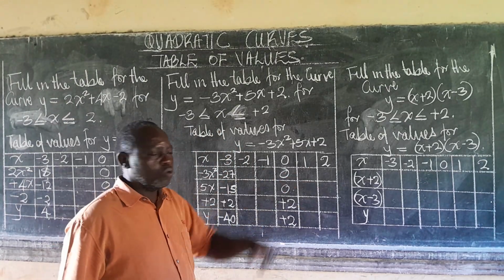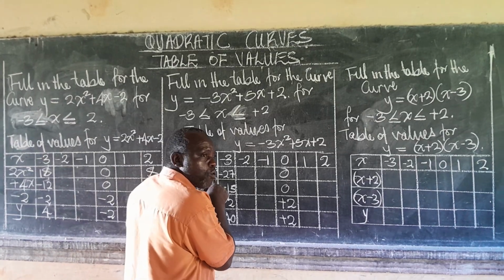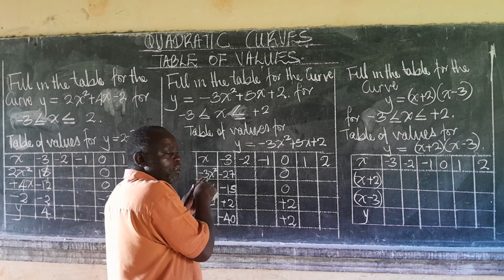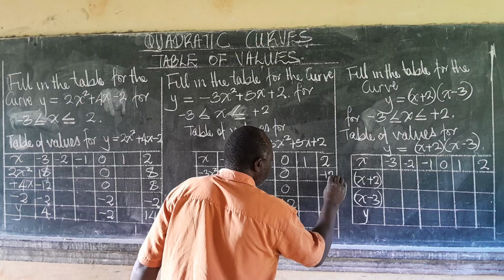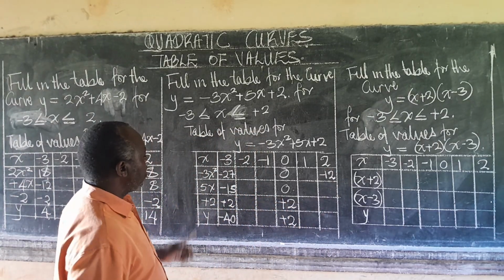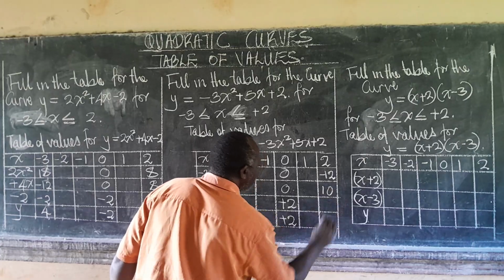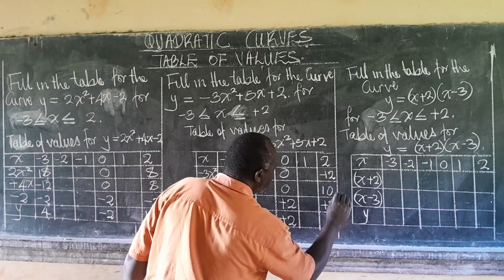Then we come to 2. So we are going to say 2 squared, it is a 4. Then 4 times 3, it is 12. And make it a negative. It is negative 12. Then here we have 2 times 5, we are getting 10. Then this is plus a 2.